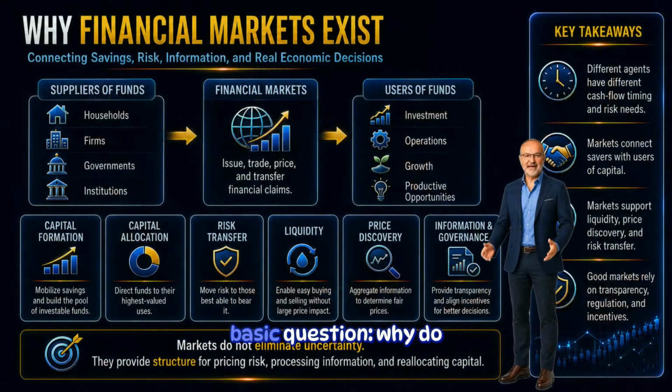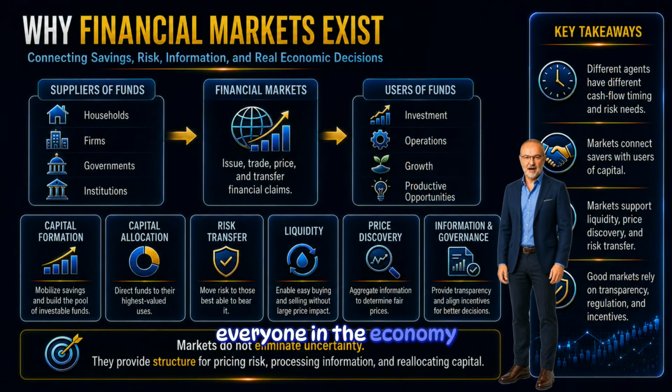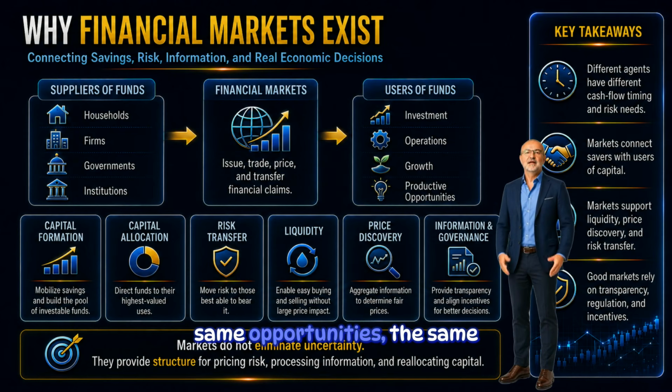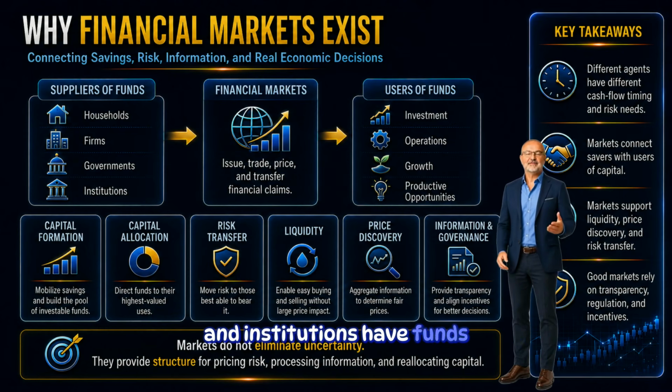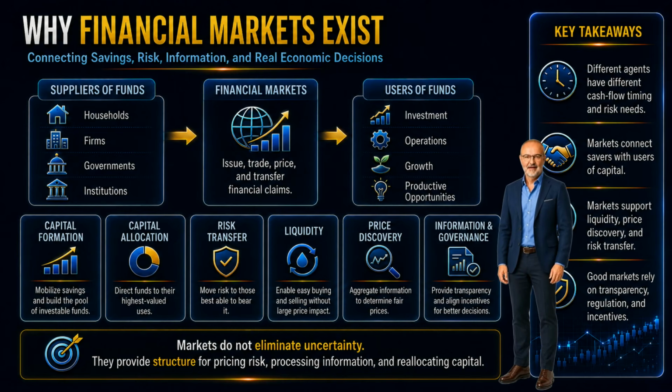Let's begin with a basic question. Why do financial markets exist? They exist because not everyone in the economy has the same timing of cash flows, the same opportunities, the same tolerance for risk, or the same need for liquidity. Some households, firms, governments, and institutions have funds available today. Others have productive uses for capital today. Financial markets connect these groups.